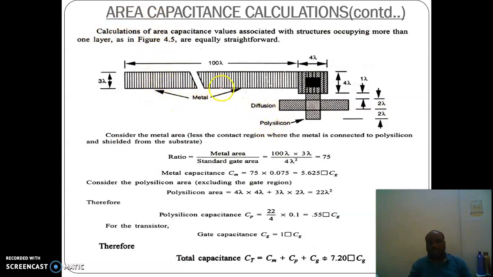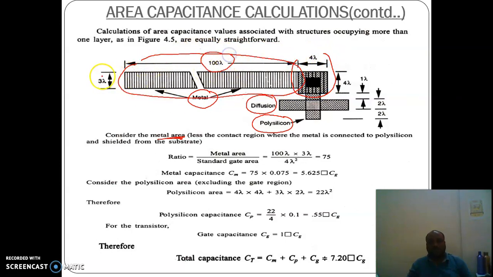We shall take one more multi-layer example here, where you can see different hatchings for different materials. This is for metal, this is for polysilicon, and this is for diffusion. Here we need to calculate the area capacitance values. Now let us consider only the metal area. Here the metal is getting overlapped with polysilicon. Neglecting that polysilicon, for the remaining portion of the metal, the area can be calculated as: length is 100 lambda, width is 3 lambda. So 100 into 3 lambda divided by the standard gate area 2 lambda by 2 lambda, that is 4 lambda square. So the relative area is 75.